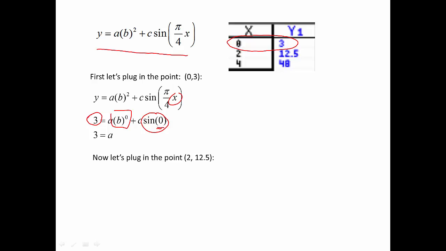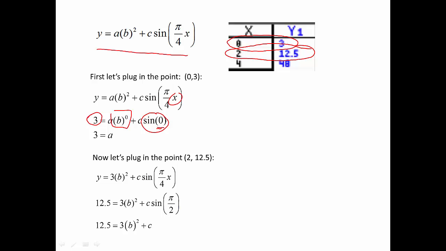So let's go ahead and plug in this second point here. Again, we'll plug in the y for 12.5, and x is 2. This time it's not quite so pretty, because when we plug in x equals 2, we get sine of pi halves, which is 1. So we do get plain old c. It makes it nicer, but it doesn't make it disappear. And then, of course, our b squared doesn't disappear either. So there's nothing we can do with this one yet.